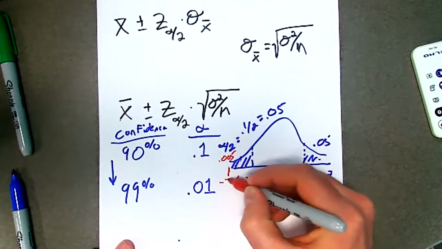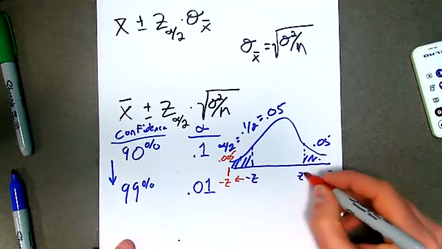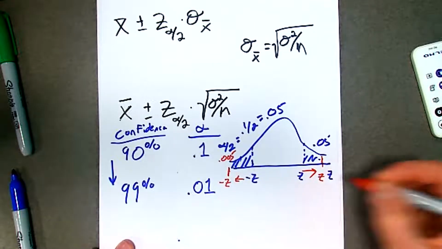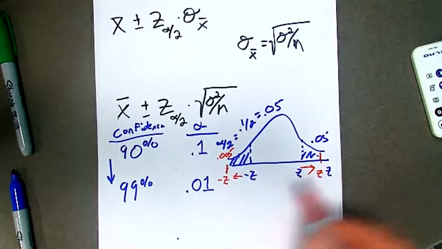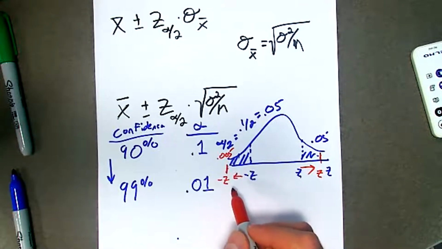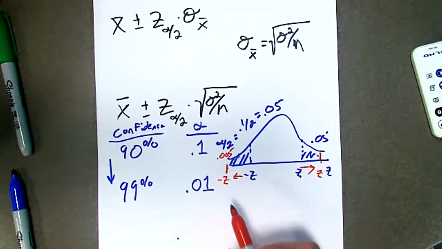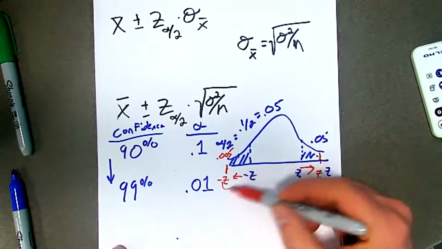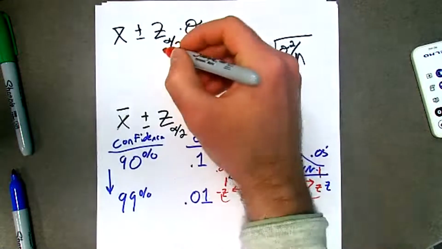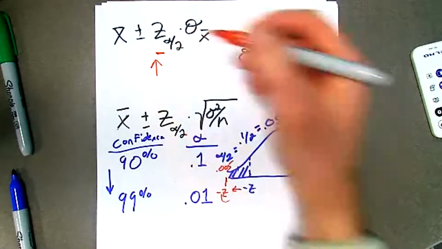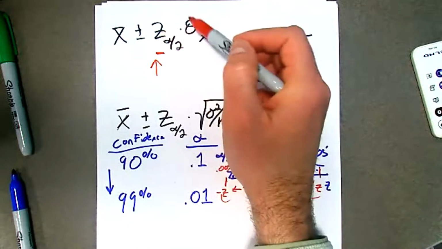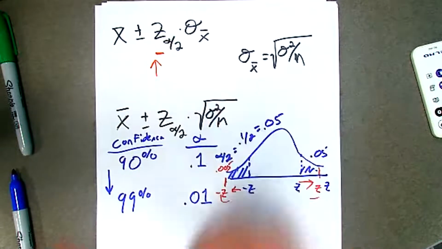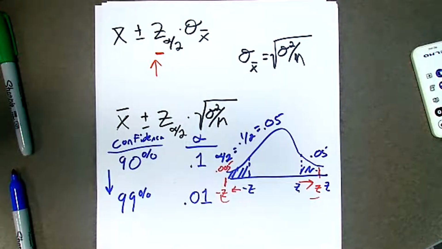If I want a smaller area in my tail, I know I'm going to have to look at a z-score that's larger in absolute value, right? The positive one would be larger, but the negative one technically would be smaller, a larger negative value. So if I'm using a larger negative value here, what's that going to do to my confidence interval? If this goes up, my margin of error goes up. I'm adding and subtracting a larger amount to that sample mean. I'm going to get a wider confidence interval.